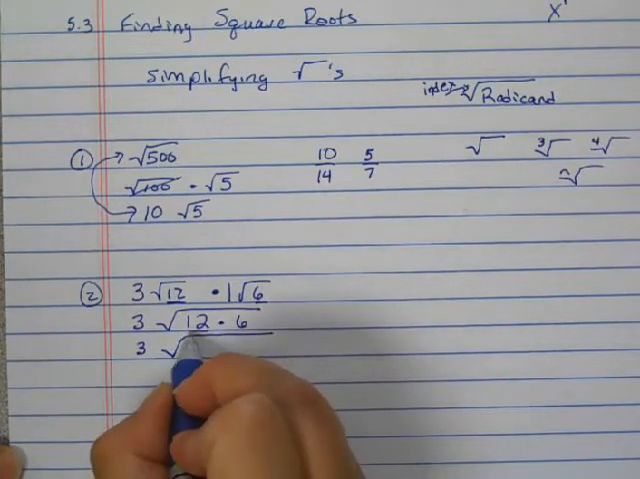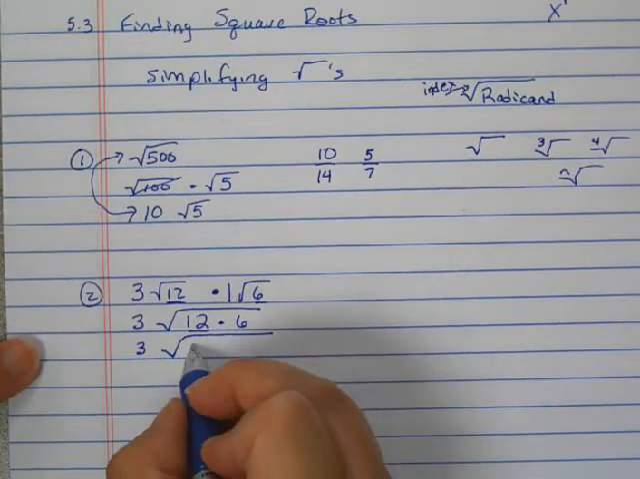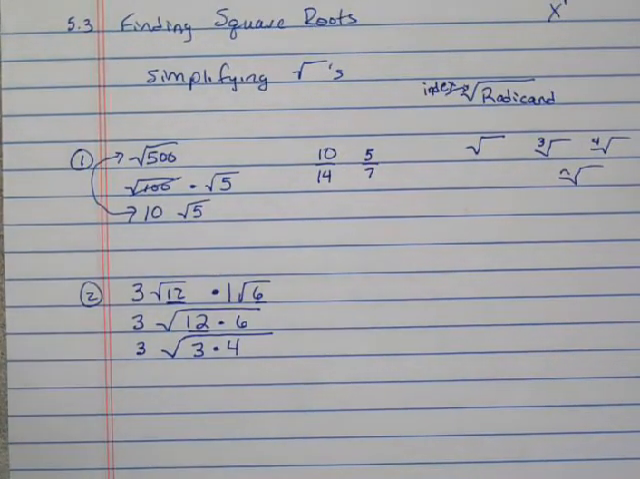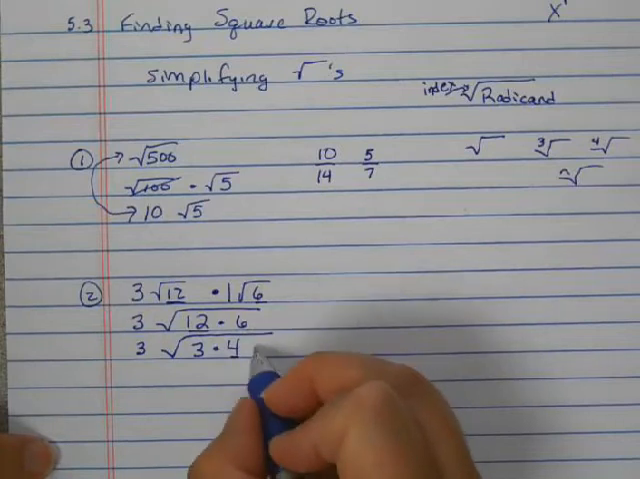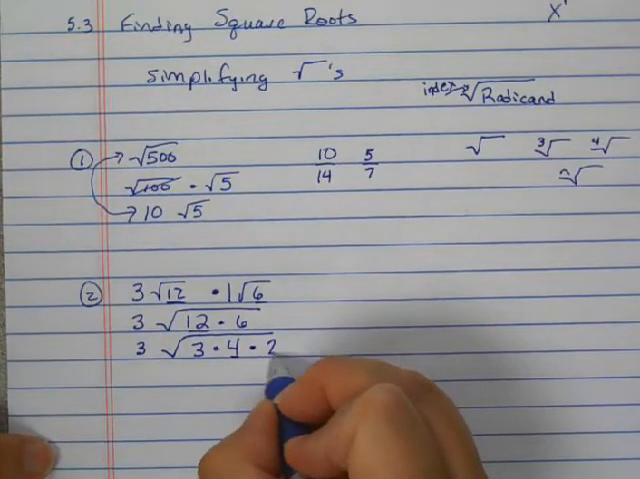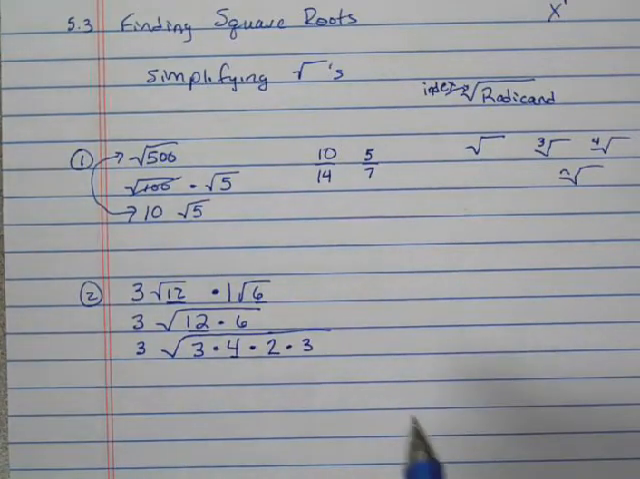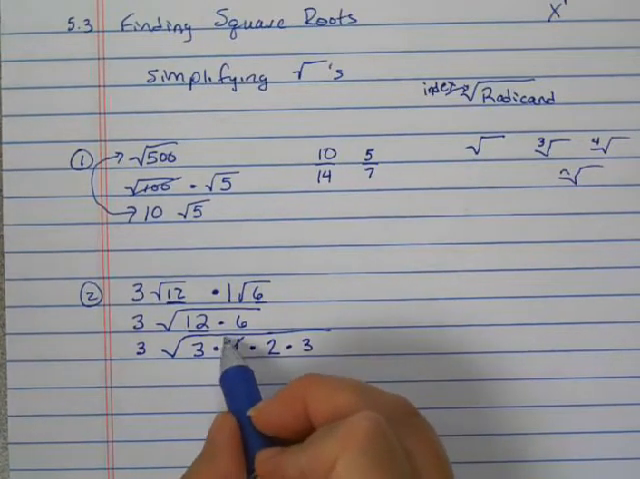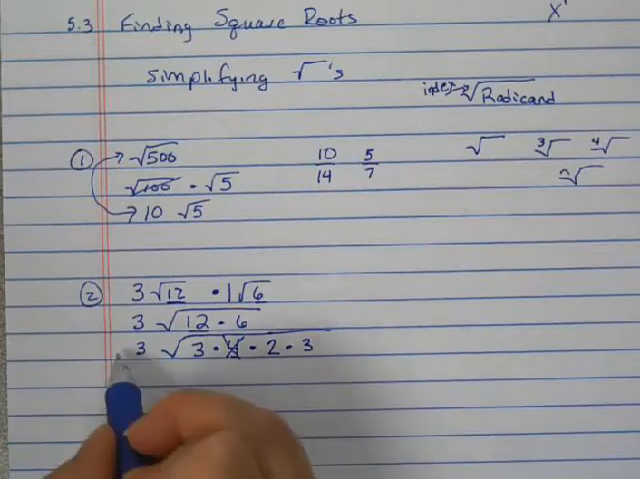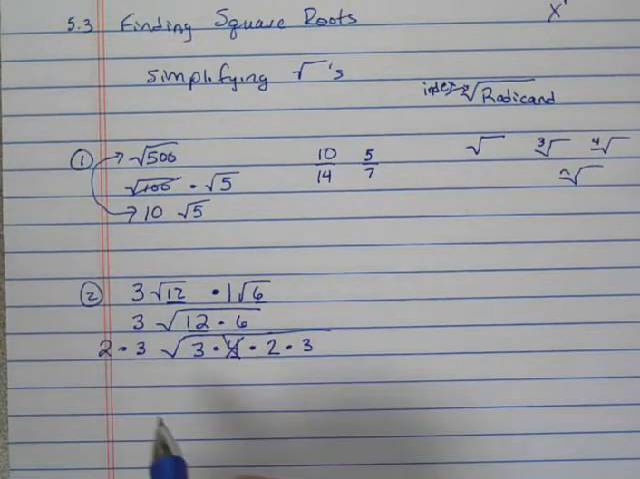So when I break apart 12 into its factors, I want to use 3 times 4 rather than 2 times 6, because I know that 3 times 4 gives me 12, and 4 is a perfect square. And now I'm going to break apart 6. The only way it breaks apart is 2 times 3. So now I'm going to look for perfect square numbers. The square root of 4 is 2, so I'm going to cross off the 4 and put a 2 on the outside.